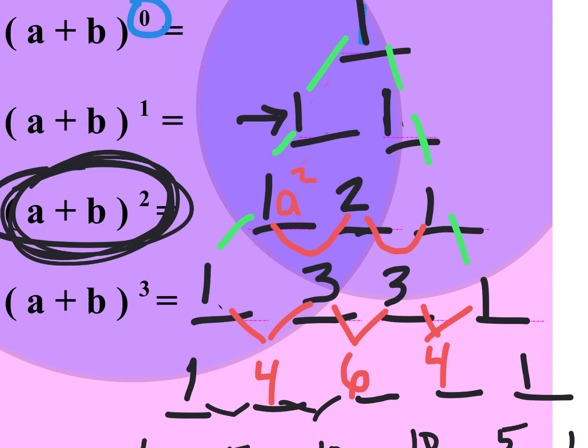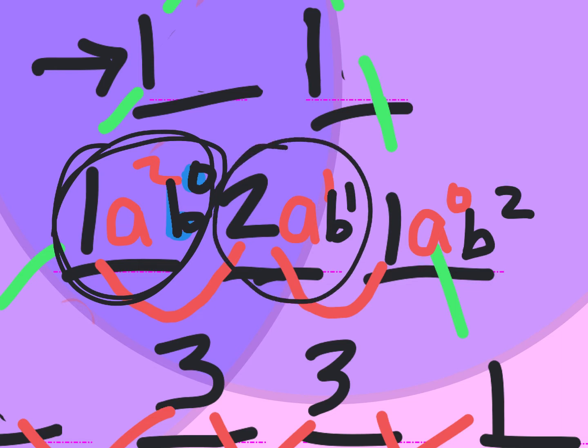A to the second, a to the first, and a to the 0, which is really just 1. And b to the 0, oh, those are not showing up real well. I'm going to use black again. B to the 0, b to the 1, and b to the second. What's that first term? A squared. 2ab, b squared.